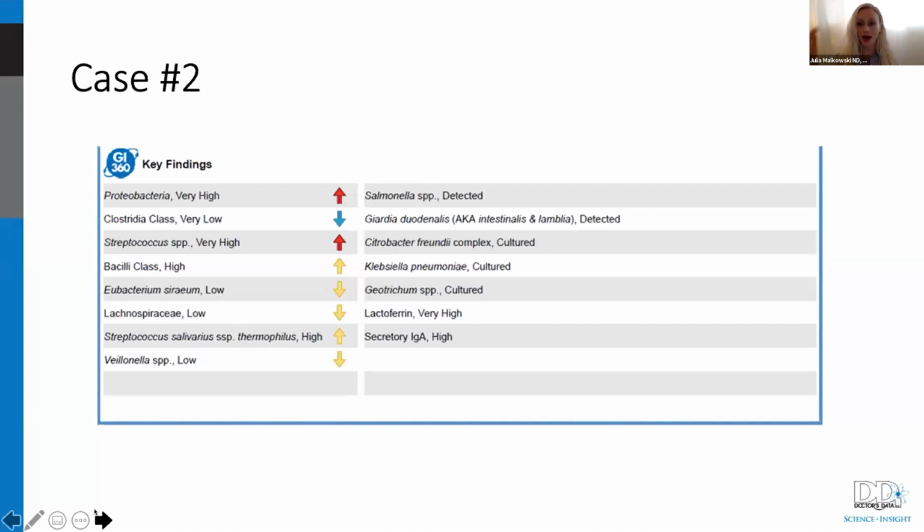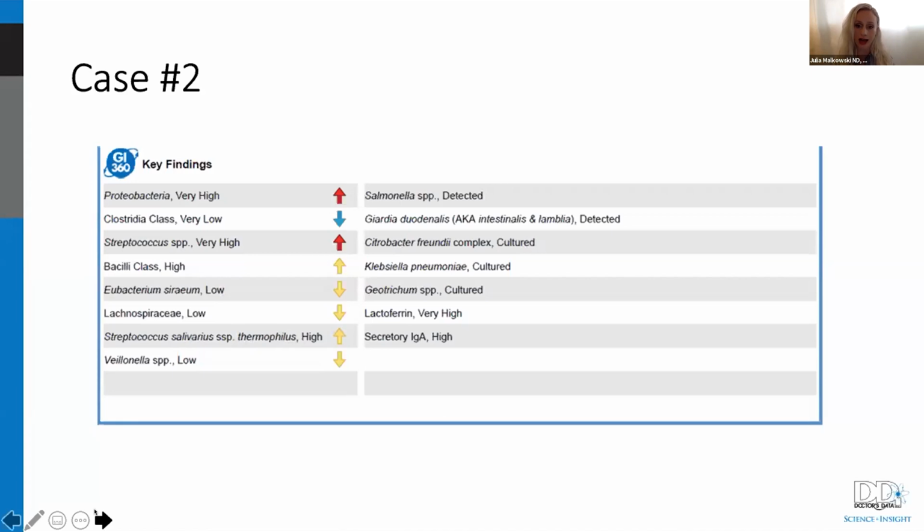Now, moving on, we see the patient does have a Salmonella species. So that's the beautiful thing of this test. We're doing culture and DNA in one test. We see the Giardia duodenalis is here as well. Citrobacter is here as well, cultured. I apologize, the Salmonella was from DNA testing. The Citrobacter is cultured, the Klebsiella was cultured, and the Geotrichum yeast species is cultured.